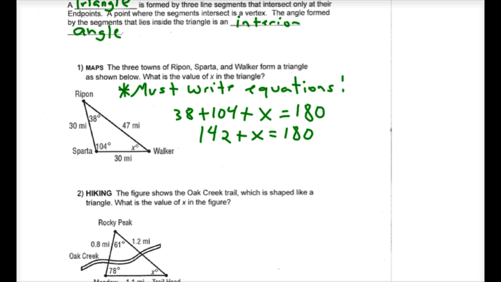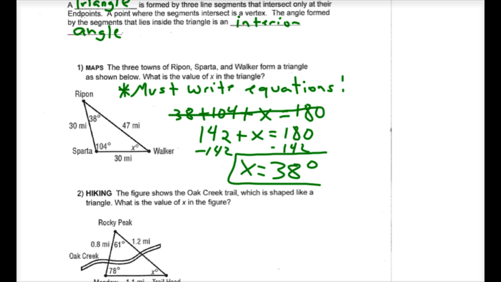Here's the step I'll let you skip when you're doing your homework. If you don't want to write all 3 of them out, and you're smart enough to combine your like terms in your first step, you can get away with that, but you still have to write an equation. Everybody subtract 142 from both sides. What's the angle there at Walker? Is it 38 degrees? Boom.